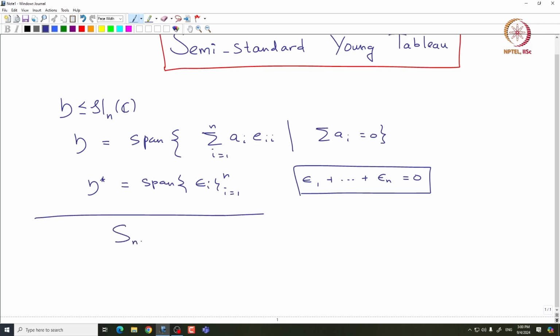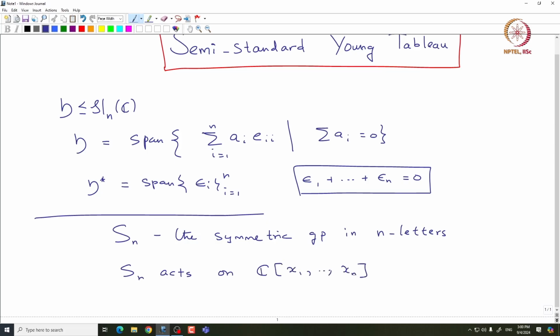So, before moving further, let us define some terminologies. We have the symmetric group, which is the Weyl group. This is the symmetric group in n letters. Naturally this symmetric group acts on the polynomial algebra. You take finitely many variables x1 etc. xn, and then look at the polynomial algebra generated by these x1 etc. xn. Now Sn acts on this polynomial algebra by permuting these variables.